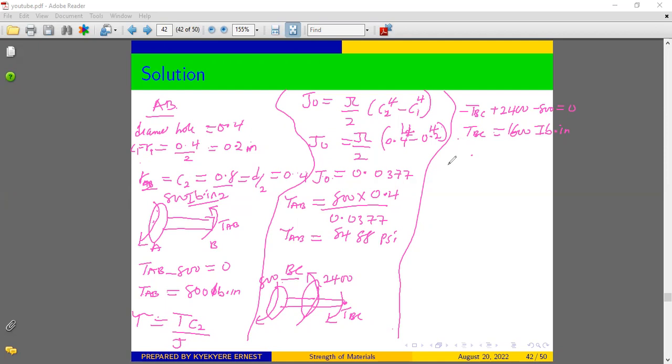Then once you have been able to do that, we can get our radius. We're told that the diameter of that section, so C2 for BC, is the same as R2 equal to D on 2. The diameter given for that side is 1 inch. So 1 over 2 is going to give us 0.5 inch.